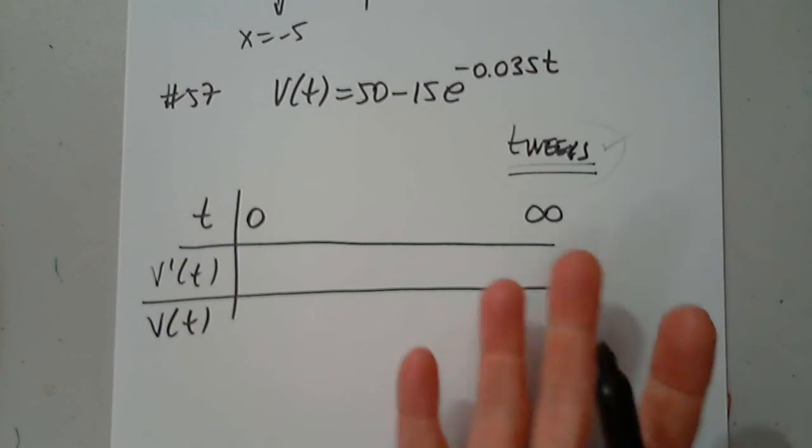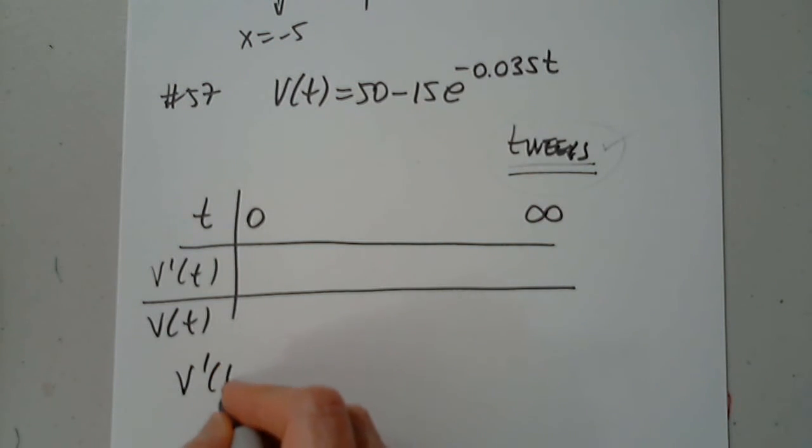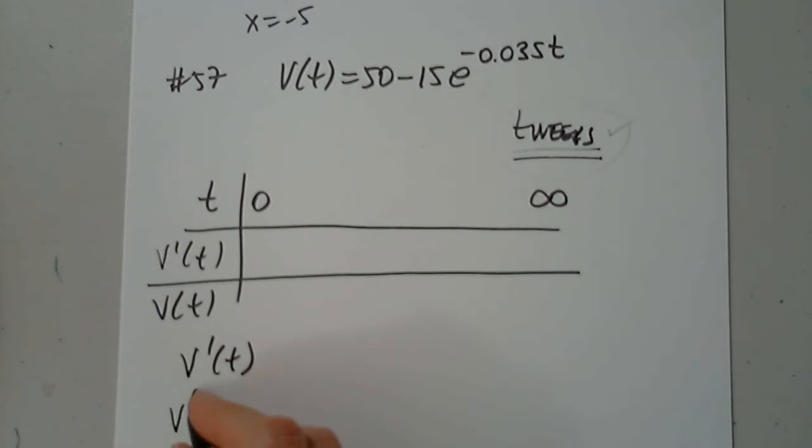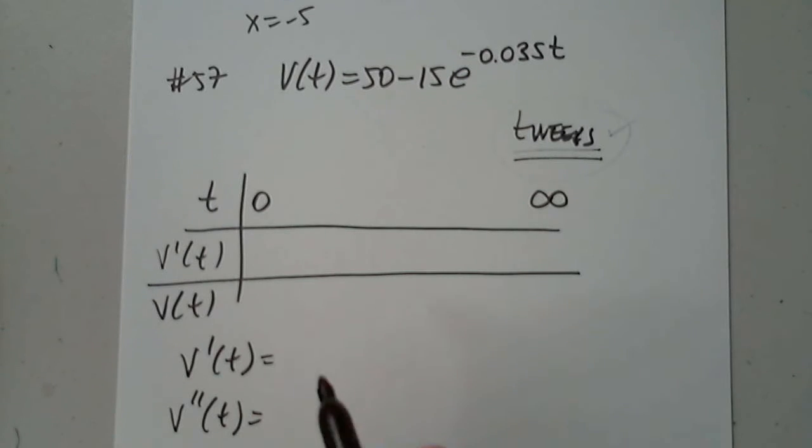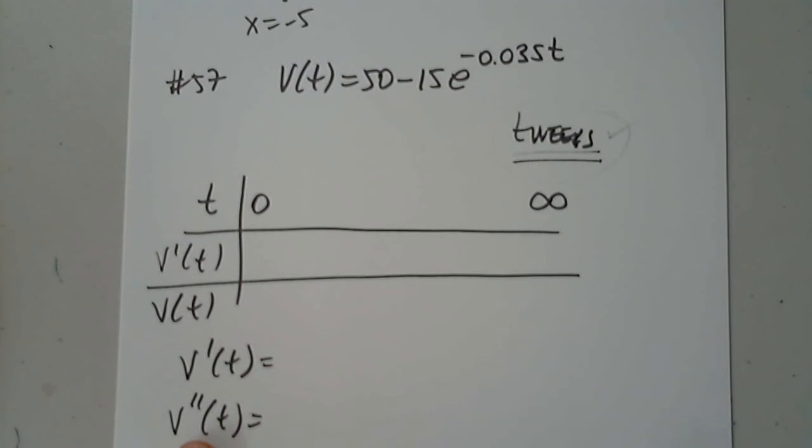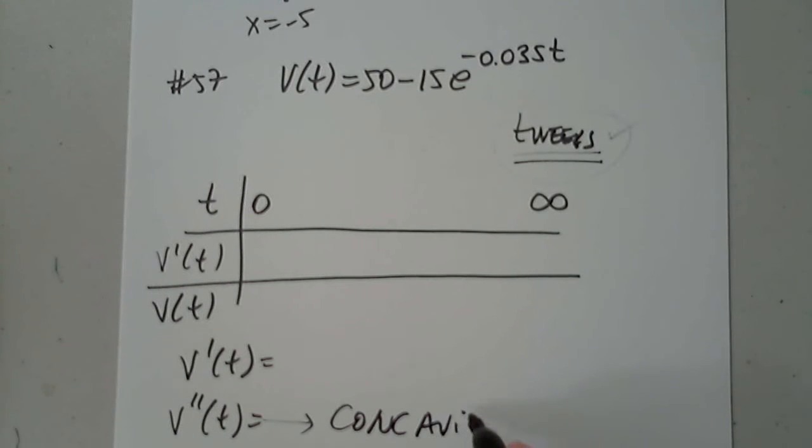In order to find concavity, we have to find the first derivative, and then we have to find the second derivative. I cannot jump directly to the second derivative. I have to find the first in order to find the second. And the second one will give us concavity, if it opens upward or if it opens downward.